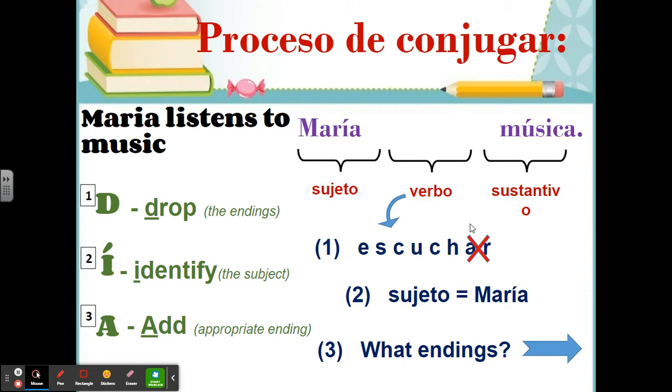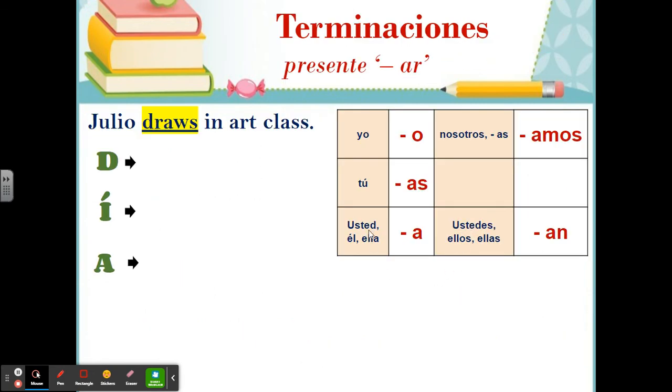So far, I know that Maria is doing the action. So far, I know I have to take off my ending. This is where the chart comes in. I should have finished up with Maria. Maria will linger in your heads. But let's continue. Julio draws in art class. Ay, Julio, tú eres tan artístico. Julio es un chico muy artístico. And Julio draws in art class.